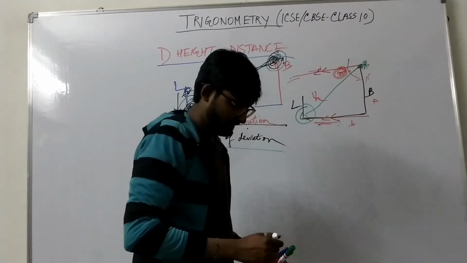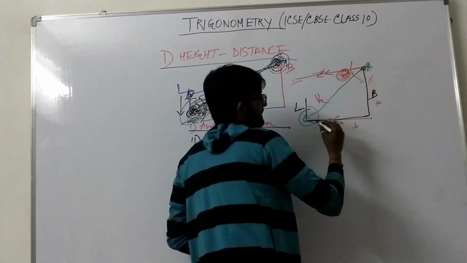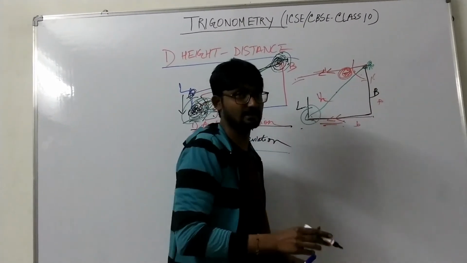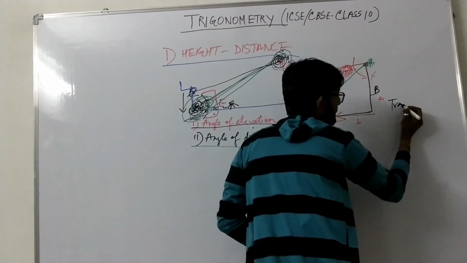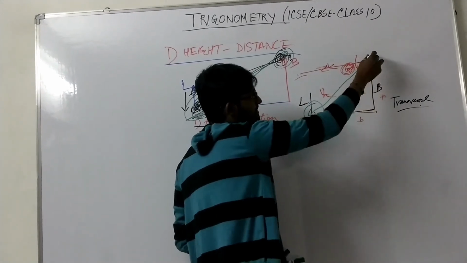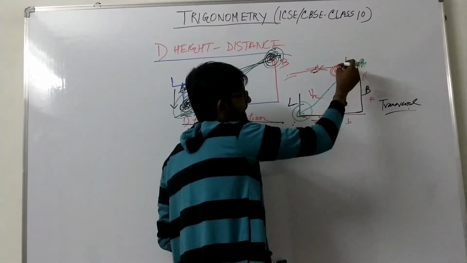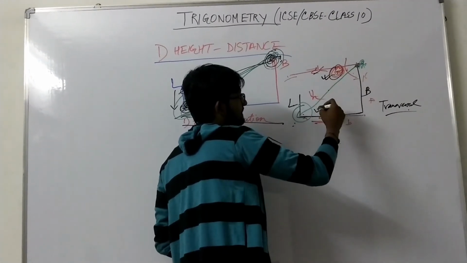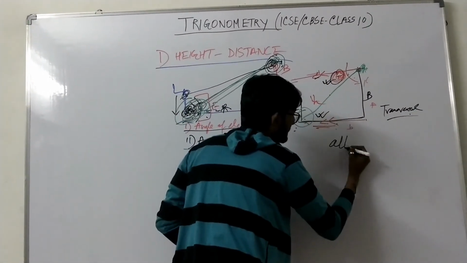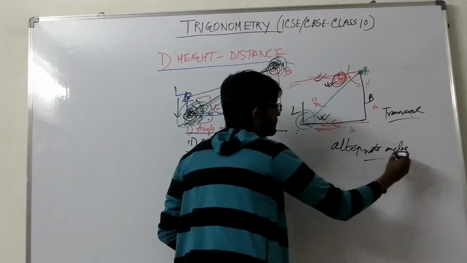But according to the rules of parallelism, when two parallel lines are intersected by a line, this line becomes the transversal. So the transversal is this line and these two lines are parallel. This line is cutting these two lines at this point and this point. So this angle will be equal to this angle. Why? Because these two angles are alternate angles.